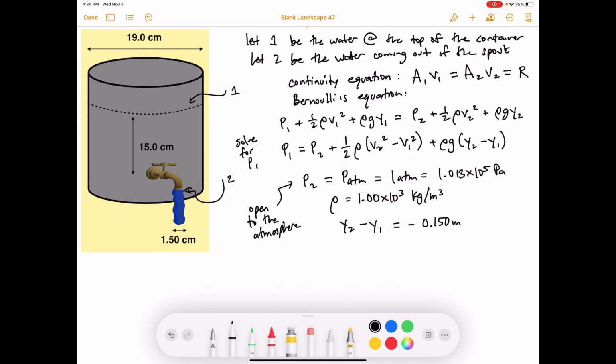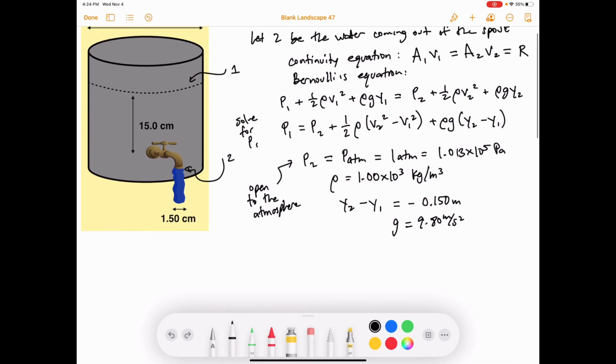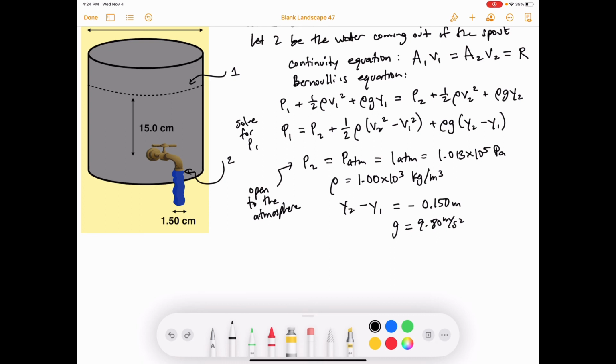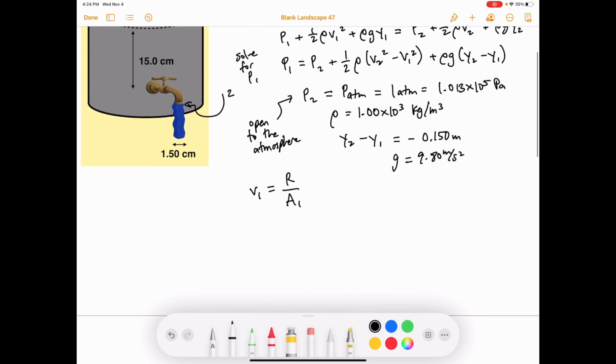Okay, so it looks like the last piece of information here, oh yeah, and then of course g is 9.8 meters per second squared, but after that, the last piece of information we're going to need to know is V2 and V1. So let's work that out using the equation of continuity. Using the equation of continuity, we can see that V1 is equal to the volumetric flow rate R divided by A1. And in a similar way, V2 is the volumetric flow rate R divided by the area A2.